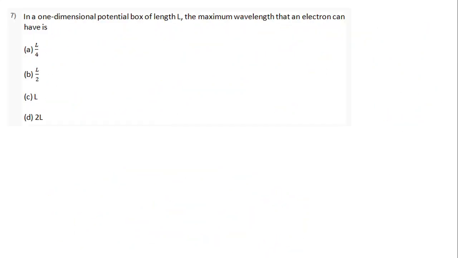Okay, we need to use some trigonometric identity to make our life easier actually. Okay, so next question is, in a 1D potential box of length L, this time they are calling it L instead of a, what is the maximum wavelength that an electron can have?